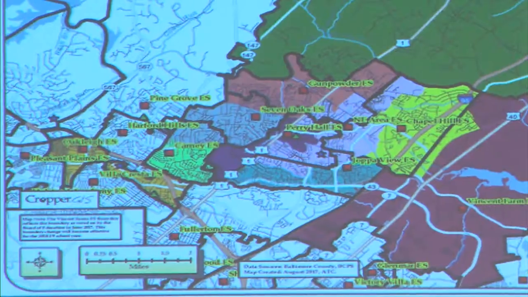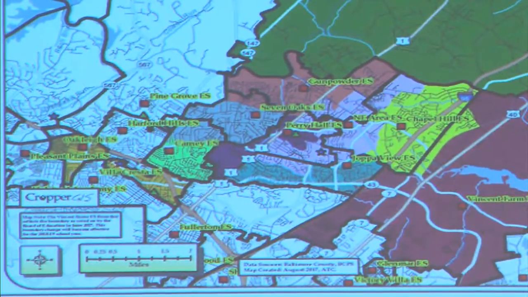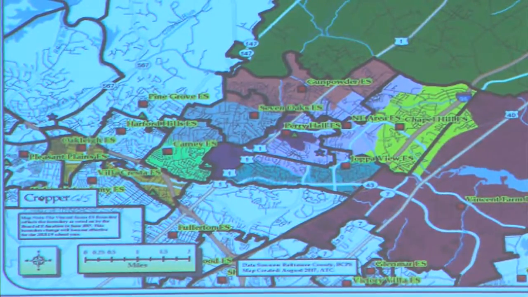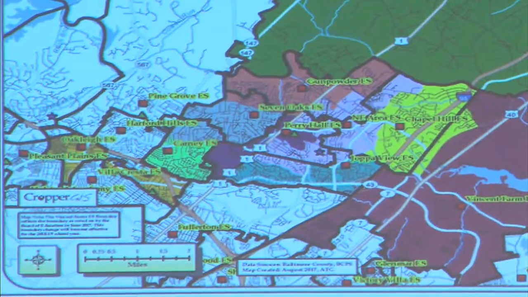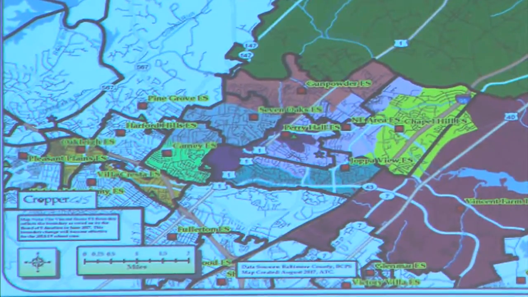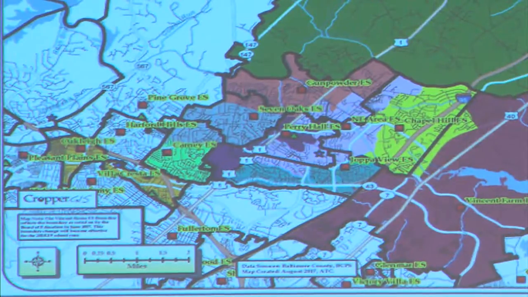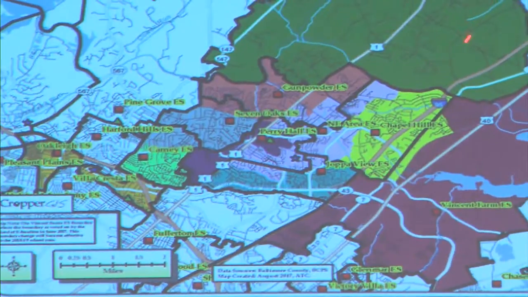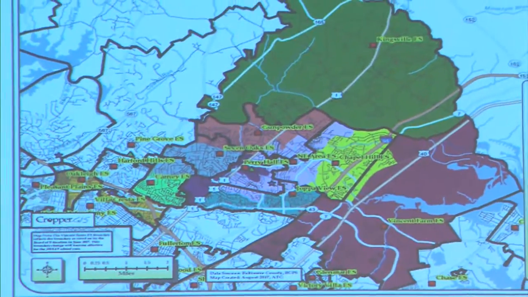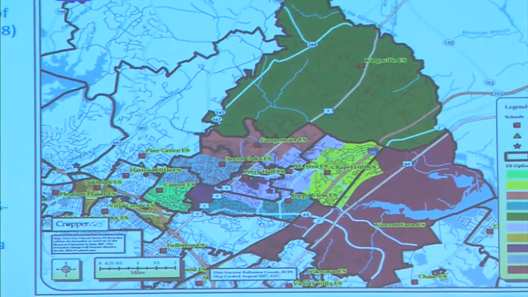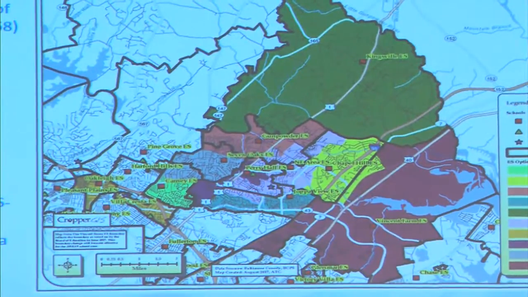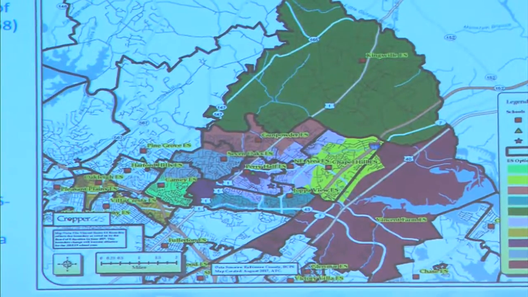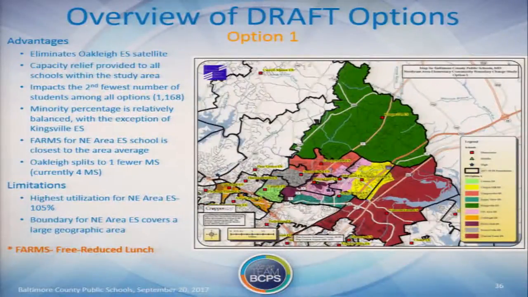It impacts the second fewest number of students among all options, and there are three, so it's number two out of three, for what it's worth. Minority percentage is relatively balanced with the exception of Kingsville Elementary School. And Kingsville is tough because Kingsville is kind of a rural northern school, and it's sparsely populated. And it doesn't have a high percentage of minority in areas around Kingsville. It's already over capacity or right at over capacity. So Kingsville is a tough one, and you're going to see that in certain areas when you work on it.